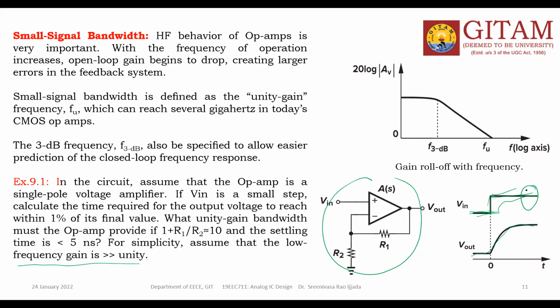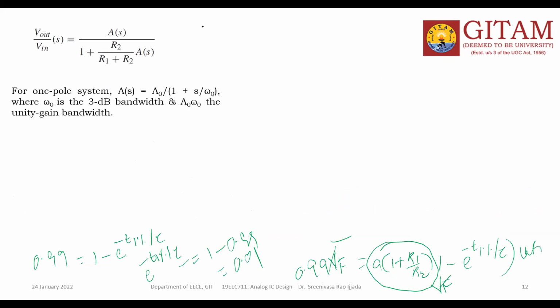So what it is saying is, you need to calculate the time required for the output voltage to reach within 1% of the final value. This 1% is the error. The unity gain bandwidth of the op-amp is given, 1 plus R1 by R2 is 10, and the settling time is less than 5 nanoseconds. Find the small signal bandwidth. You need to assume the low frequency gain is greater than unity. This is the open loop transfer function, and the single pole system is like this.